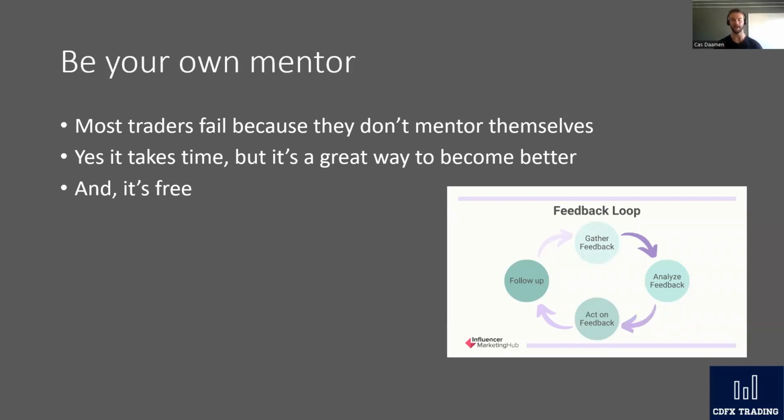So most traders fail because they don't mentor themselves. They keep trading every single day again and again and never learn from their mistakes. And that's a huge, huge issue. And yes, it takes time. It takes time to keep learning from your mistakes, to keep track of everything, but it's a great way to become better and it's free. You don't have to pay anyone else. But how to actually become a successful trading mentor for yourself?